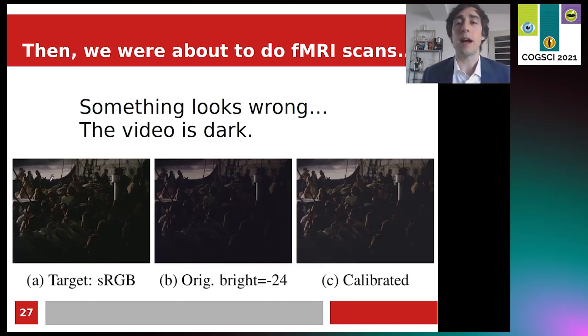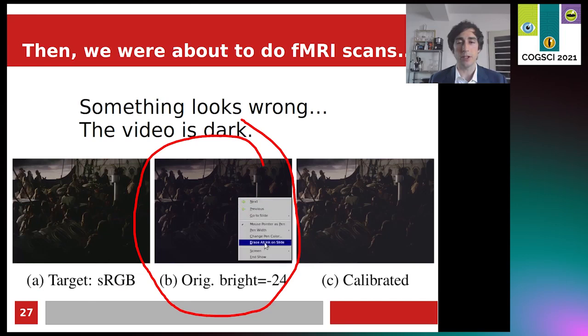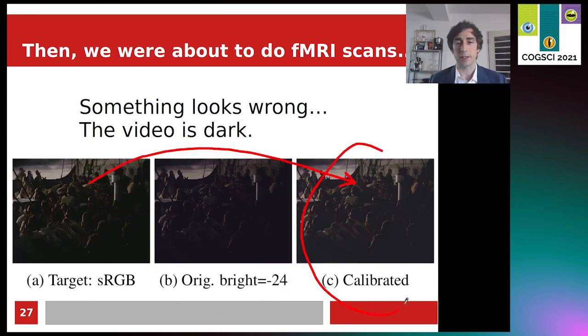This became a problem later on when we went to actually do brain experiments with these different subjects. Setting aside the animal brain experiments, I'm going to talk first about where I found this problem, which was when I went to do functional MRI scans of humans while they were viewing the same videos. I found that in the fMRI machine, for whatever reason, the projector was projecting really dark stimuli. This is how it should look, the left, sRGB. This is how it did look at the beginning with their default calibration. And then after I calibrated it, it looked, of course, how it should, which is what we wanted.